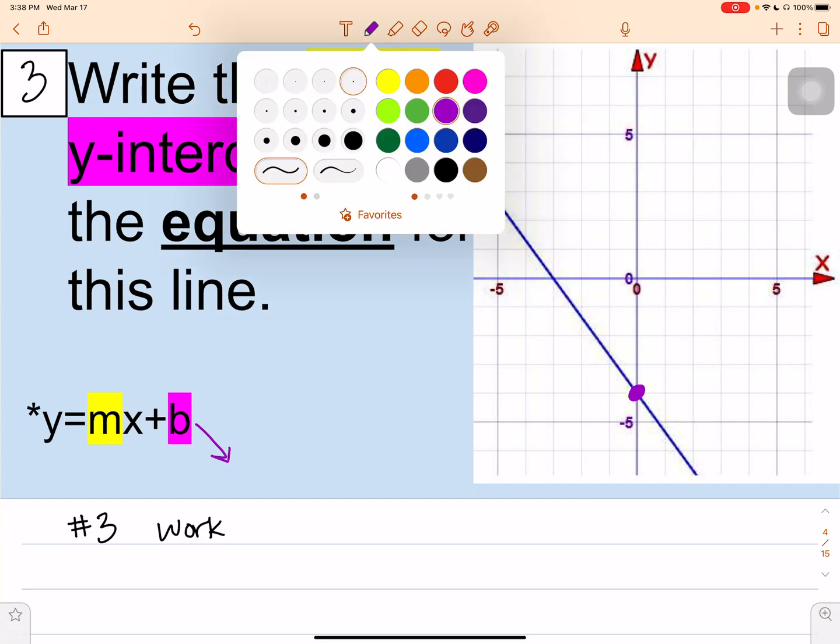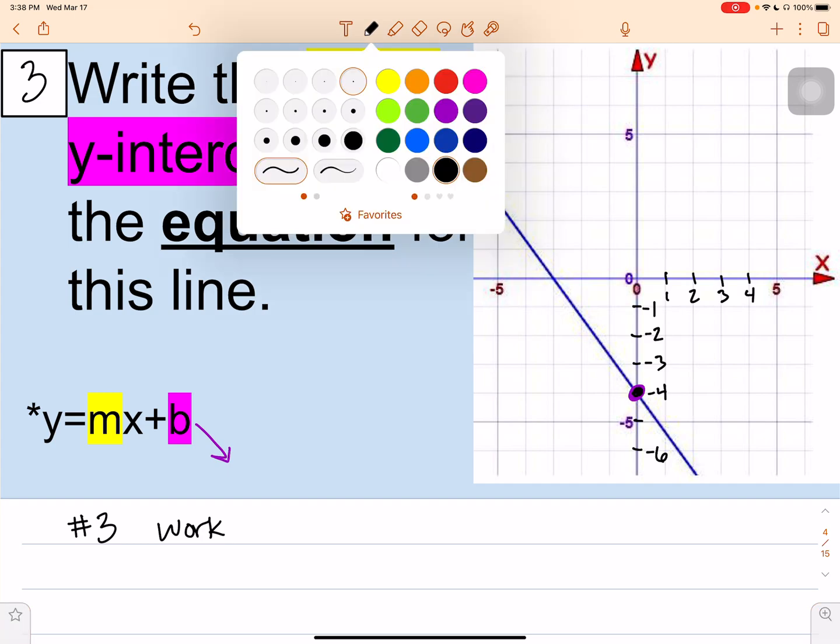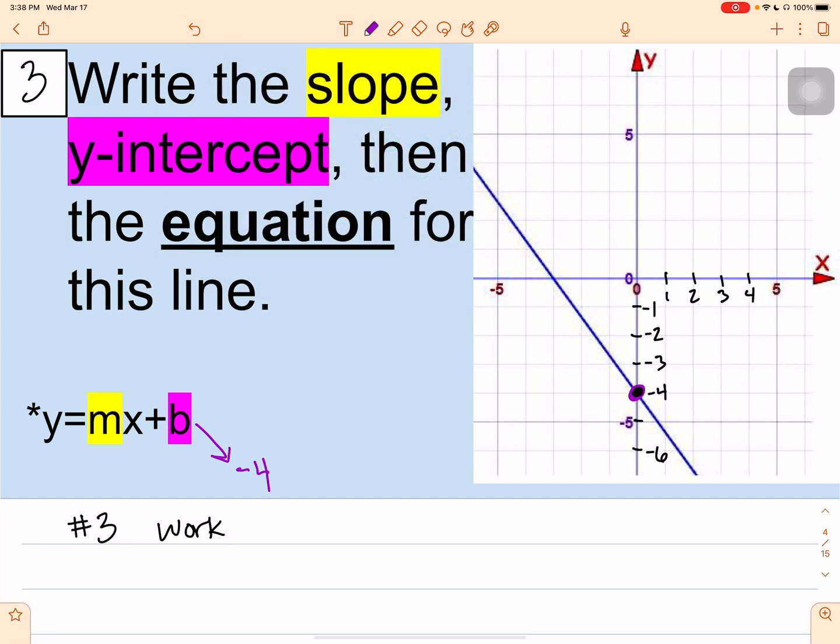So you can see here that we go by ones every unit for this graph, just like the one before. -5, -6, and so on. Okay, so you have to be super, super careful. Right here, that is at the point -4. So our y-intercept is -4.